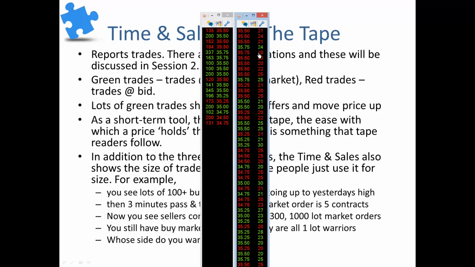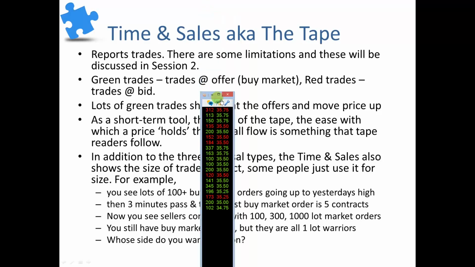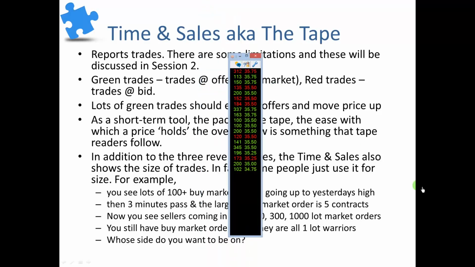Okay. It's as much about pace as anything else. It's not everybody's cup of tea. But what I will give you is probably the best use of time and sales for a beginner. It's just the large trades. So on the ES, I would recommend that you take a tape showing contracts of 100 lots or more.